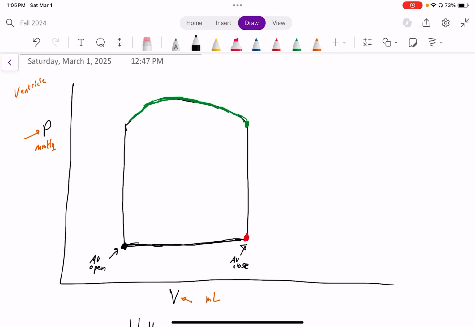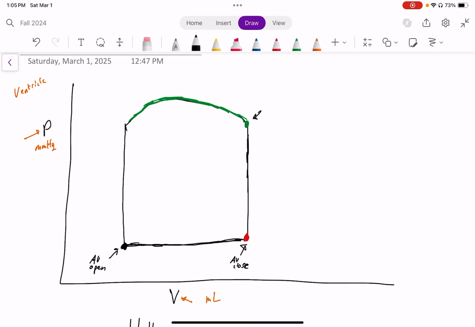Now, right here, this will be isovolumetric contraction because the volume here is not changing, but the pressure is increasing a lot. So that means the ventricle is contracting, the volume's not changing. And then you get up to this point, and this is during ejection.